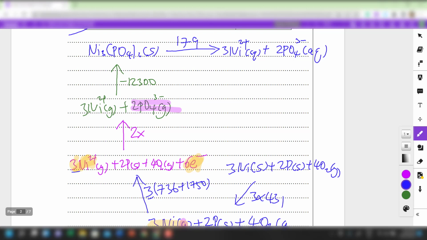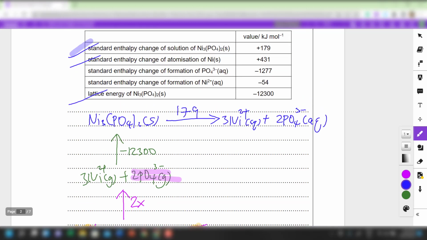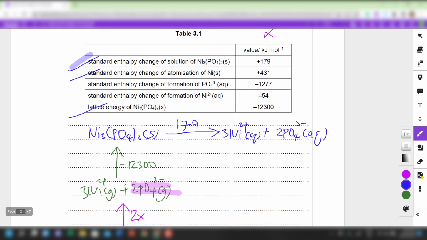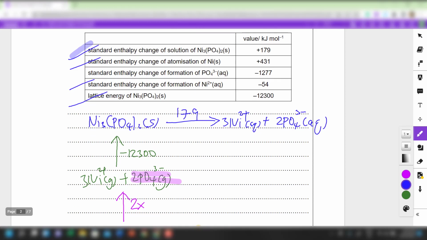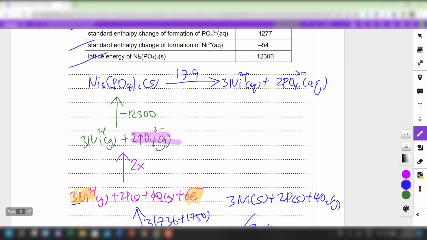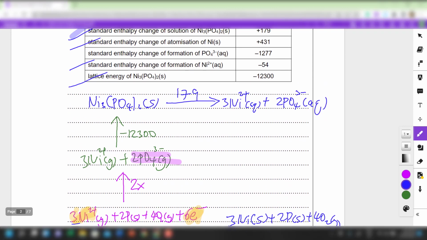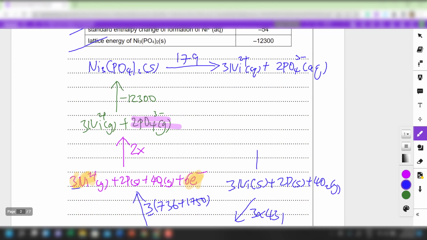Why is that the case? Because the next thing we're going to do is simply to put in the enthalpy change of formation of nickel 2 plus aqueous. So that's negative 54 kilojoules per mole. This will automatically produce the electrons I needed to close up my definition for the enthalpy change of formation of phosphate aqueous. So over here I'm just going to add negative 54 times 3.